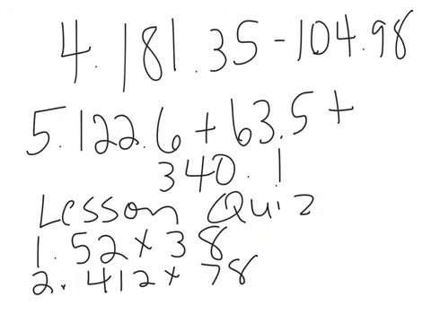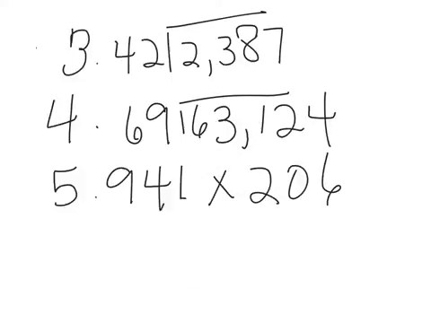The first one is 52 times 38 and 412 times 78. Okay, and then the third question on the lesson quiz is 2,387 divided by 42. Next one is 63,124 divided by 69, and the last one is 941 times 206.